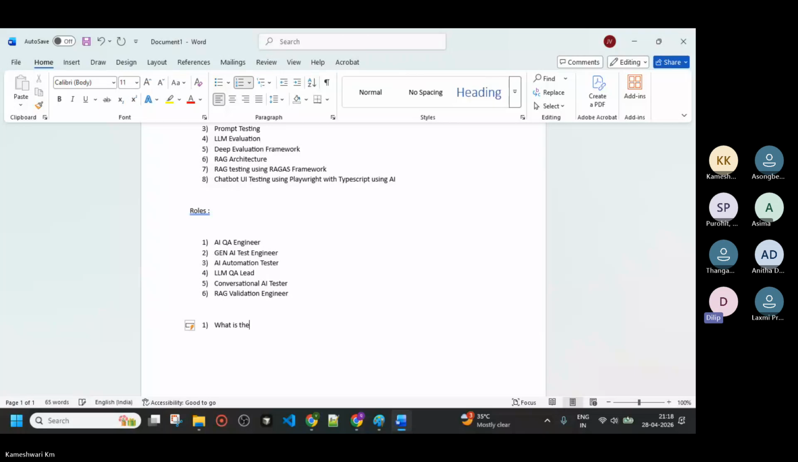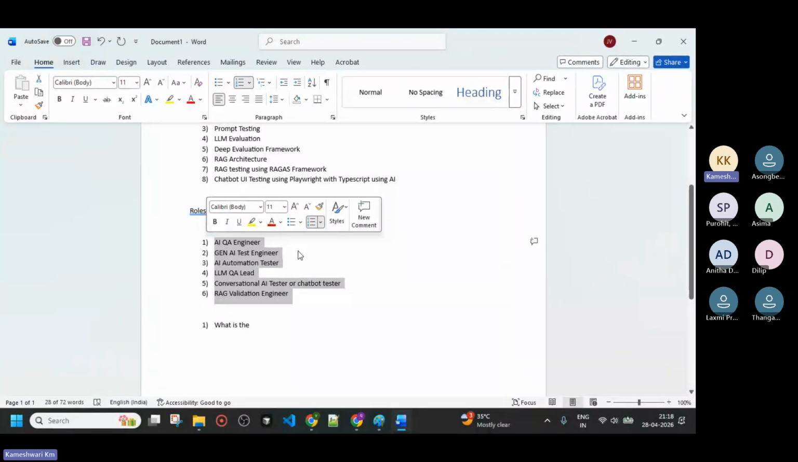So chatbot tester is also one of the roles, right, Jane? Yeah, chatbot tester is the same as conversational tester. Both are the same. That's what I'm saying. Wherever you go, these are the only topics. The names will be changing. That's it. Okay. You should understand.